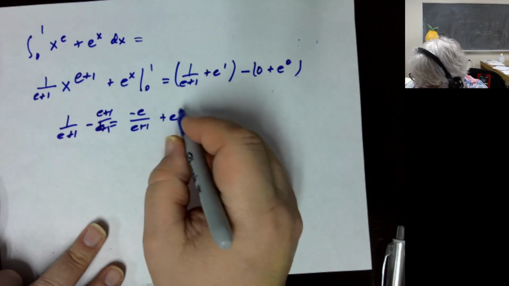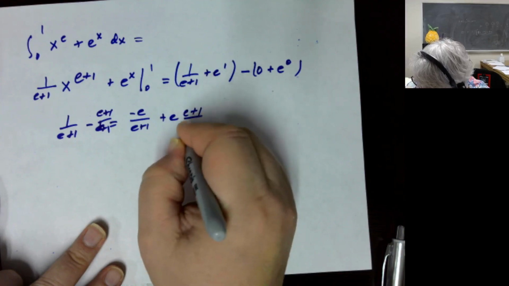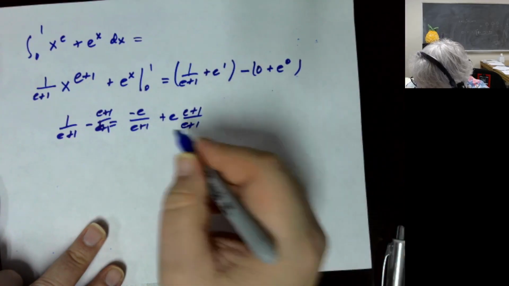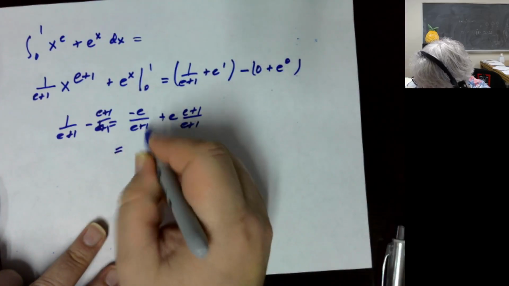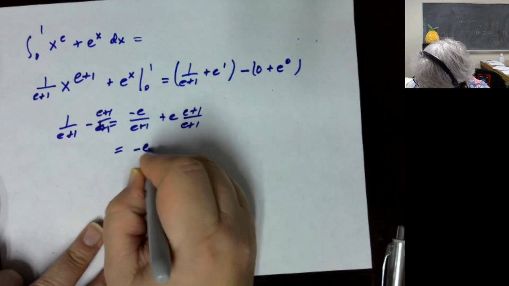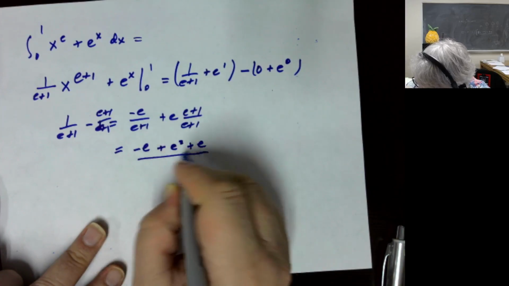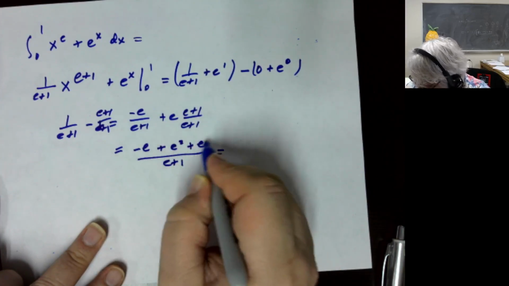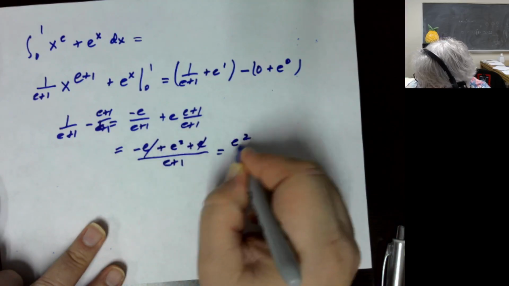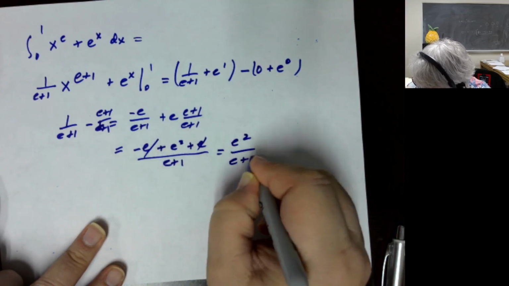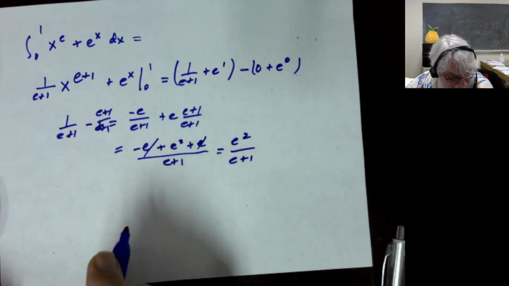Let's see, would it make sense to go ahead and make this into one fraction too? Oh, we'll just do some for fun. That's minus e plus e squared plus e divided by e plus 1. Okay, you probably didn't have to go that far, but you end up with e squared over e plus 1. Okay, that's kind of nice.